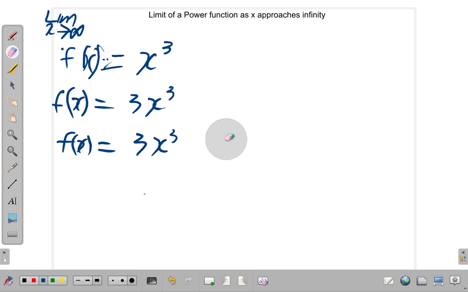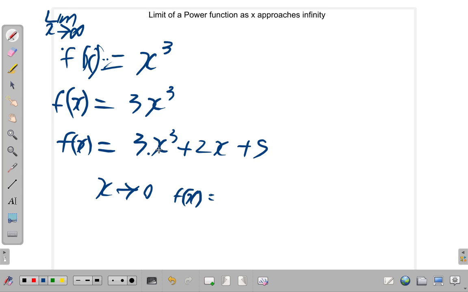Now, let's make a change to the third one. Suppose it was 3x squared plus 2x plus 5. What will happen? Here, as x tends to infinity, you can see that f of x is also tending to infinity. And as x approaches 0, f of x is approaching 3 times 0 cubed, which is 0, plus 2 times 0, which is 0, plus 5, approaching 5.